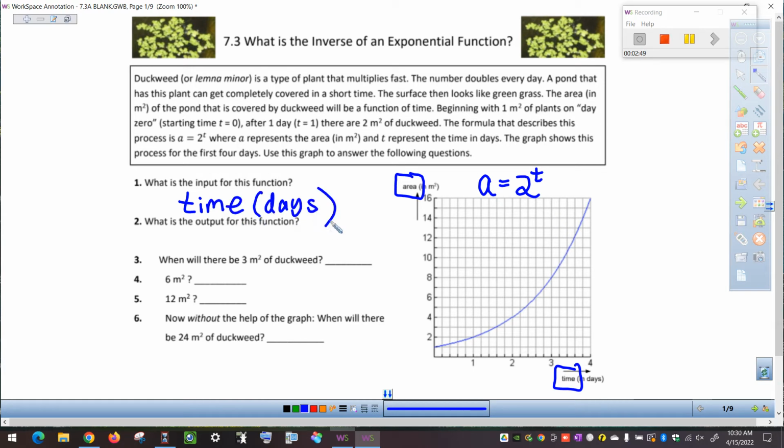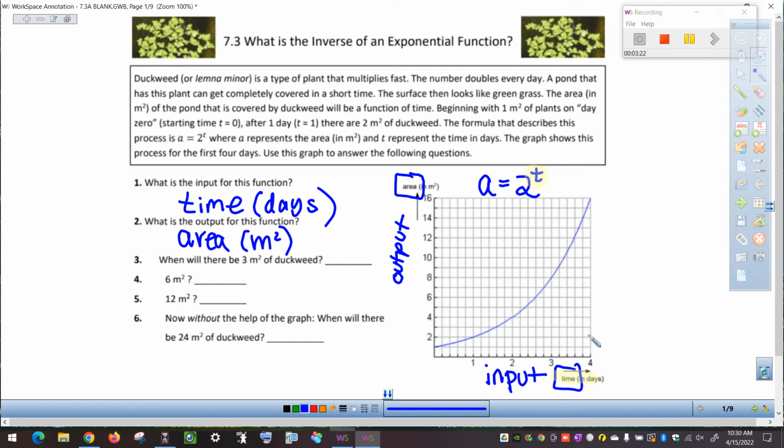We can see that in our equation. So the input is going to go in this position here. Input is labeled on the x-axis. If we're inputting time in here, that would be like if we knew a certain number of days that this has been growing, we put that number of days into our function, and then it's going to output the area that it is covered. Area, our output, is labeled here on the y-axis.